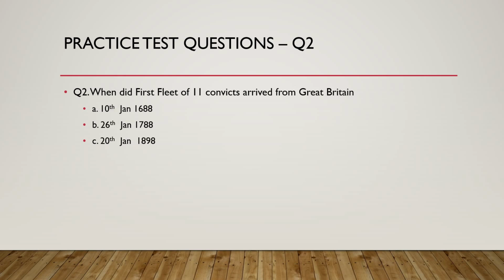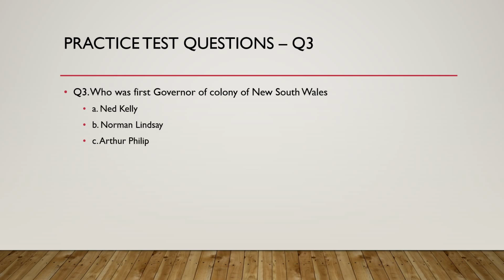Question 2: when did the first fleet of 11 ships with convicts arrive from Great Britain? Is it 10 Jan 1688, 26 Jan 1788 or 20 Jan 1898? The answer is B, 26 Jan 1788. Question 3: who was the first governor of the colony of New South Wales? Was it Ned Kelly, Norman Lindsay or Arthur Phillip? So the answer is C, Arthur Phillip.